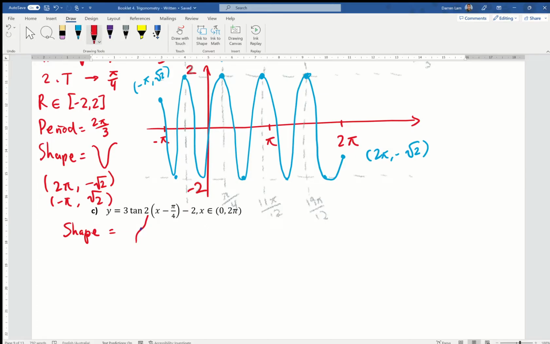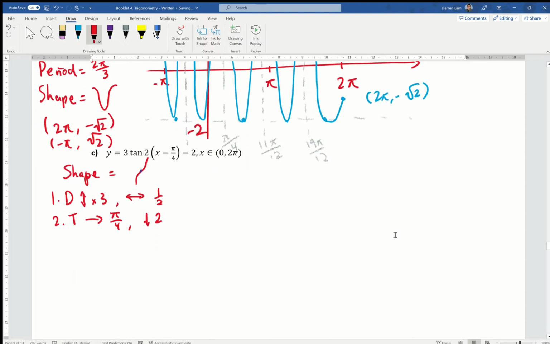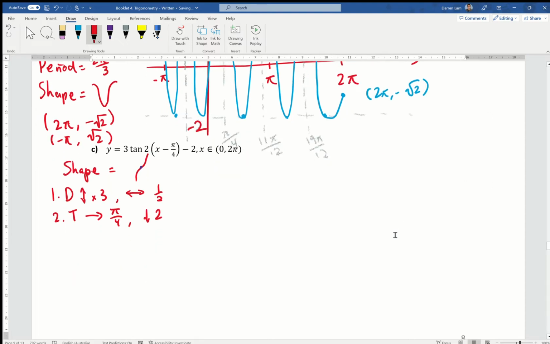Our transformations are going to be a vertical dilation of factor 3, and then a horizontal dilation of factor 1/2, given the 2, right? And then a translation to the right of pi on 4, and a translation down of 2. Okay, I'm not going to draw the entire graph, I'm just going to do a period. The period is not 2 pi on n, it's pi on n, which in this case is pi on 2.